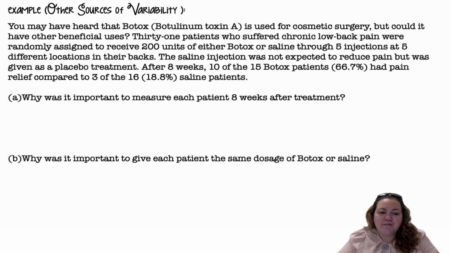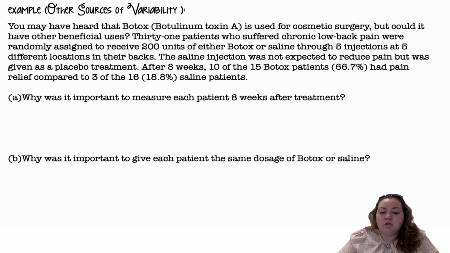All right, other sources of variability. You may have heard Botox is used for cosmetic surgery, but could it have other beneficial uses? 31 patients who suffer from chronic low back pain were randomly assigned to receive 200 units of either Botox or saline through 5 injections at 5 different locations in their backs. The saline injection was not expected to reduce pain, but it was given as a placebo treatment. After 8 weeks, 10 of the 15 Botox patients had pain relief compared to 3 of the 16 saline patients.